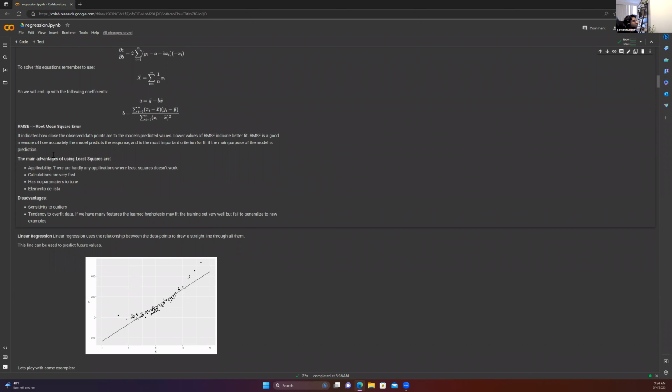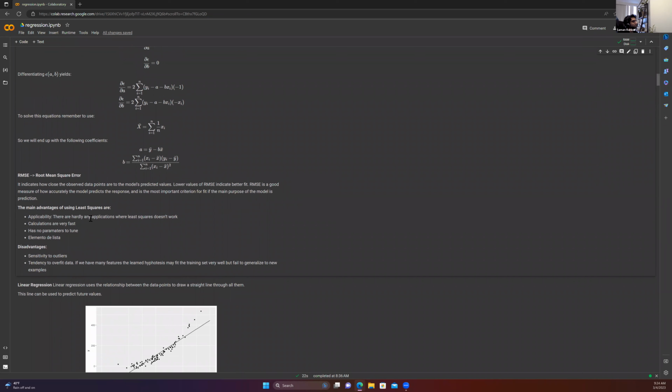The main advantage of this metric is that it's really easy to calculate. It's just a distance-based metric, and you'll see how we can use scikit-learn to do that. It has no parameters to tune. It's very fast and really easy to use.